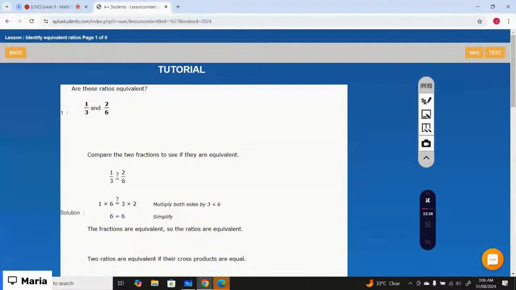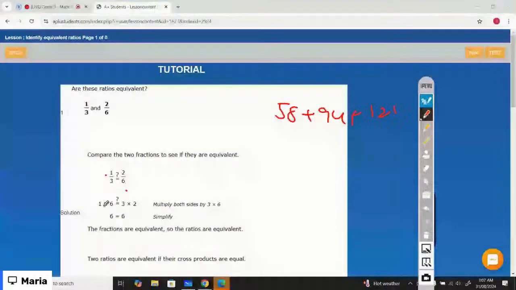Okay, are these ratios equivalent? 1 by 3 and 2 by 6. So you have to compare the two ratios and see if they are equivalent. How do you see if they are equivalent? You have to cross multiply them, right? Cross multiply means the numerator of this fraction multiplied by the denominator of this one, 1 times 6 and then 3 times 2. So both sides are exactly equal. That means the fractions are equivalent. Got it?